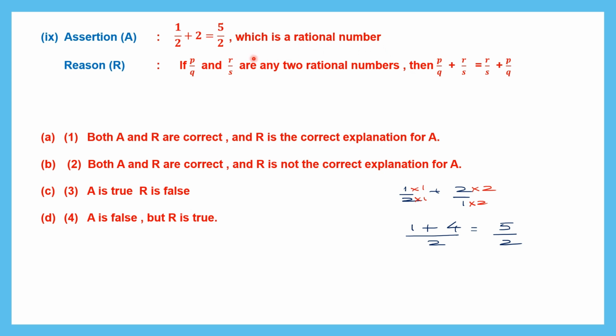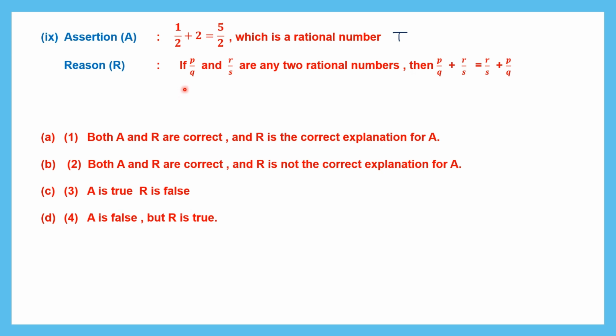Now any number is said to be rational if it can be written in the form of a fraction where both the numerator and the denominator are integers. Now 5 by 2 is in the form of a fraction and 5 and 2 are integers. So assertion A, this statement is true. So now let's look at the reasoning here.